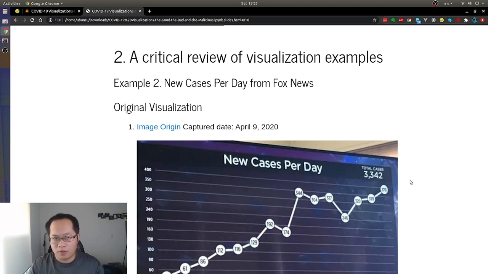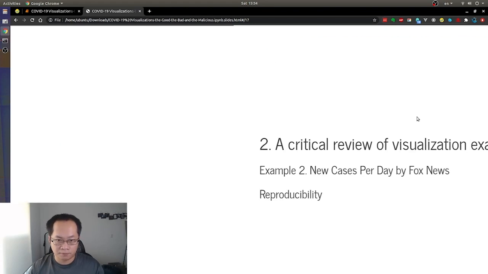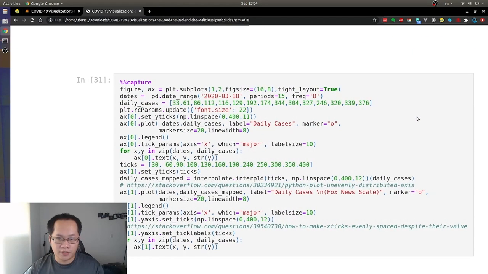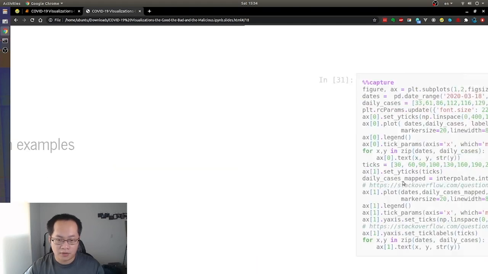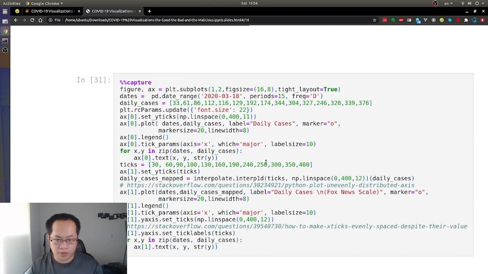So what is the influence of this change of scales? Why did Fox News do this? This is a question that is hard to answer, because we really don't know what they were thinking, but we can reproduce this graph on a regular y-axis scale to see what's going on. So here it is. I just use the data which is provided exactly in this graph, and we will plot them with two different scales.